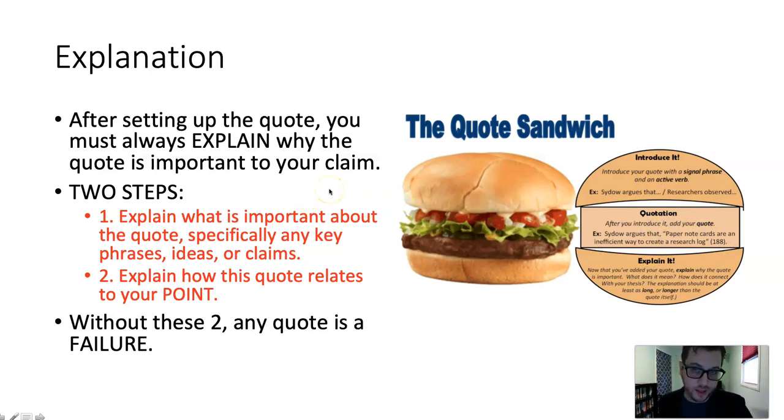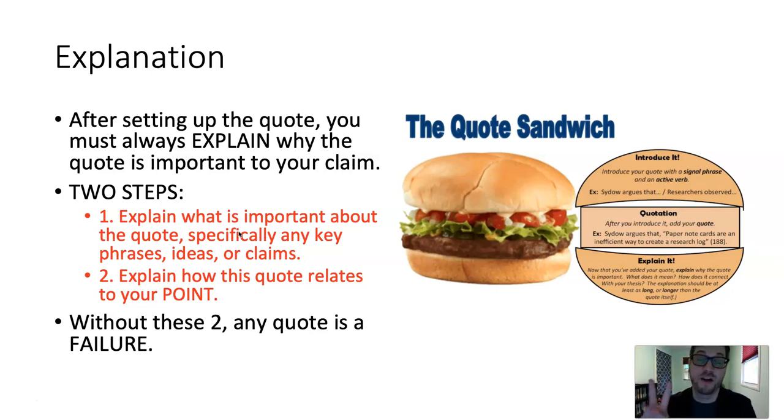For our step, our explanation, you should always have two steps. First step, explain what is important about the quote you gave, including any key phrases or ideas. Step two, explain how this quote relates to the point of the paragraph. So first step, what is important about the quote itself? Second, how does this relate to the point of the paragraph? After every quote, you should be able to find yourself doing both steps. What is important? How does it connect to my point?